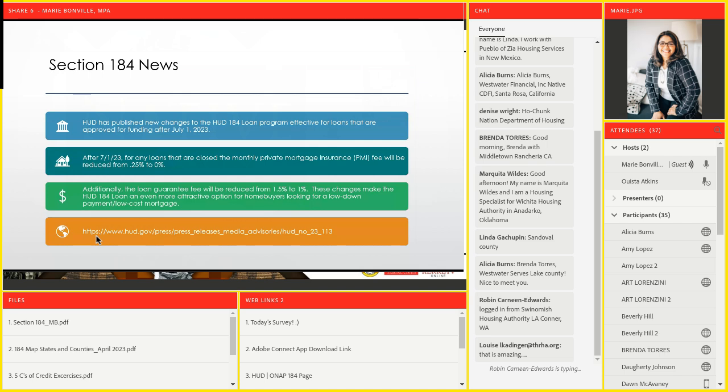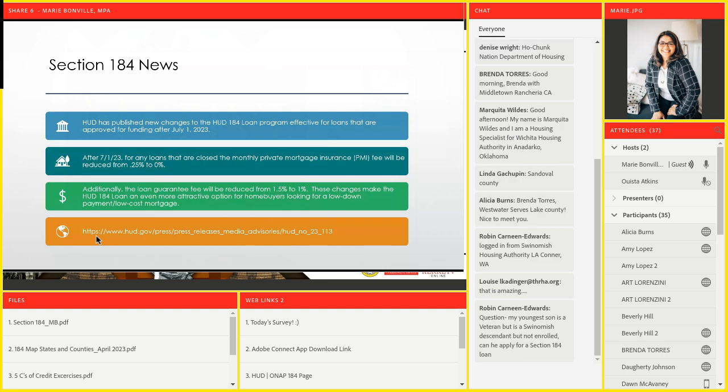Additionally, the loan guarantee fee, which is a one-time fee, is being reduced from 1.5 to 1%. So for my Native CDFIs in the room that do maybe home loans, this is, again, more information that is super exciting.